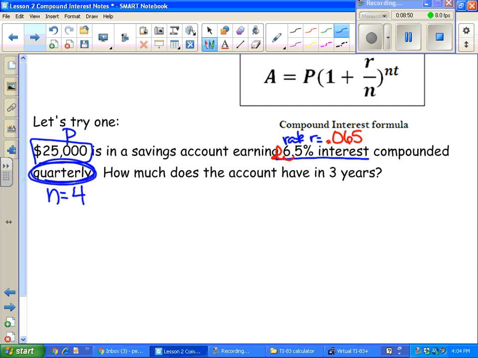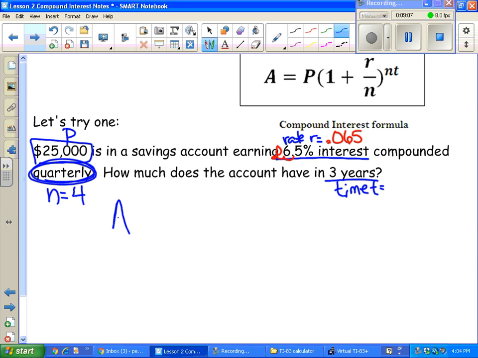How much does the account have in 3 years? That is my time, or my letter T. So the first thing is to go through your problem and make sure that you understand what it is you're working with and identify all of your variables. I think I'm ready now. What we just need to do is plug and chug.